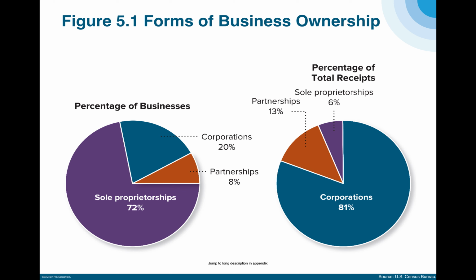So, forms of business ownership. The percentage of businesses in the United States here: 72% of them are sole proprietorships, 20% are corporations, and 8% are partnerships. But then the percentage of total receipts: 81% come from corporations, 13% from partnerships, and 6% comes from sole proprietorships. So obviously you can see here corporations are making most of the money from the businesses.